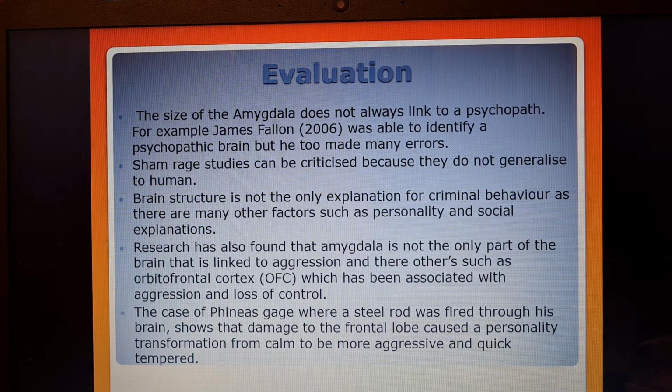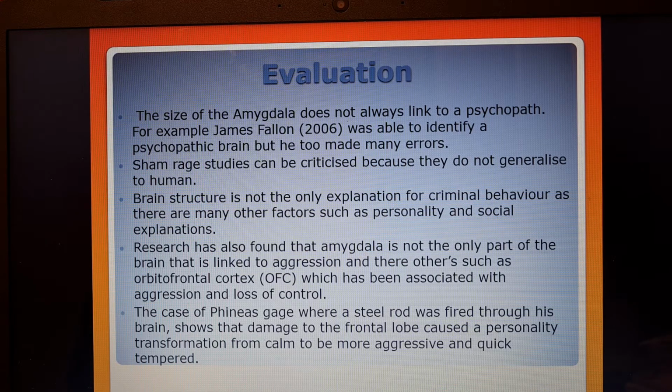Furthermore, sham rage studies, which we talked about in terms of animals, can be criticised because animals, yes, at the same time, they are similar, but they're also different. So again, we can't really generalise the results of animals to explain human criminal behaviour.